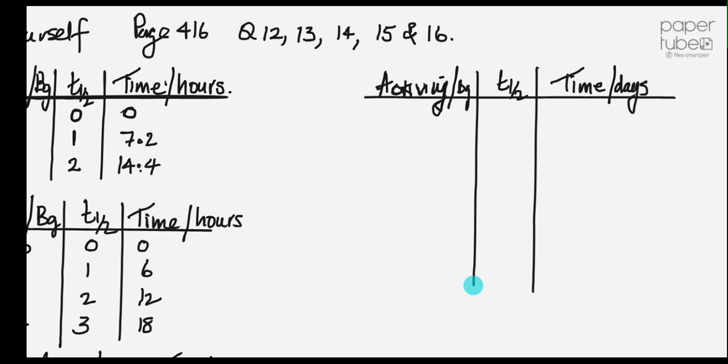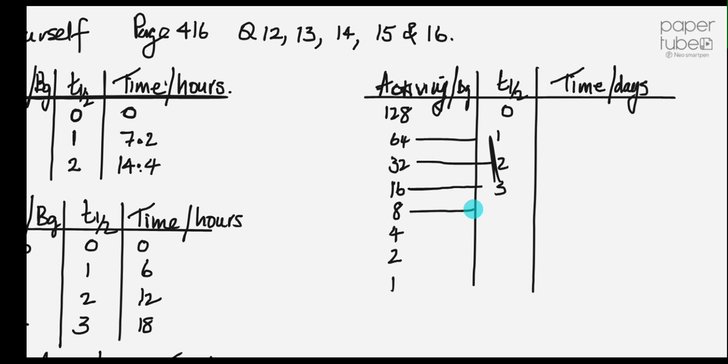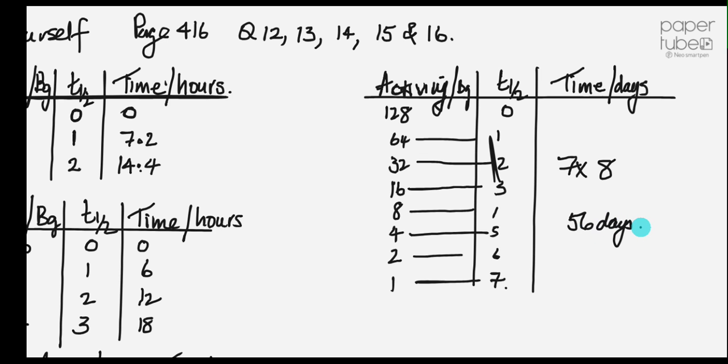It starts off at 128. So 128, 64, 32, 16, 8, 4, 2, 1. So no half-lives, 1 half-life, 2 half-lives, 3 half-lives, 4 half-lives, 5 half-lives, 6 half-lives, 7 half-lives. So it's 7 by 1 half-life, which happened to be 8 days. So 7 by 8 is 56 days it takes for that to decay. Fair enough? And let's do C.